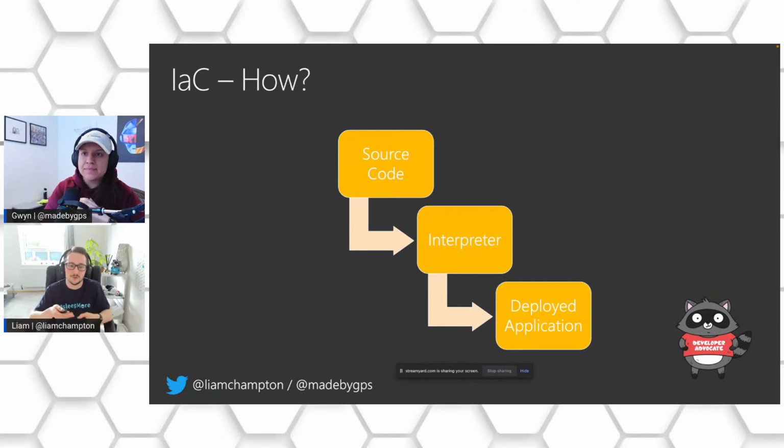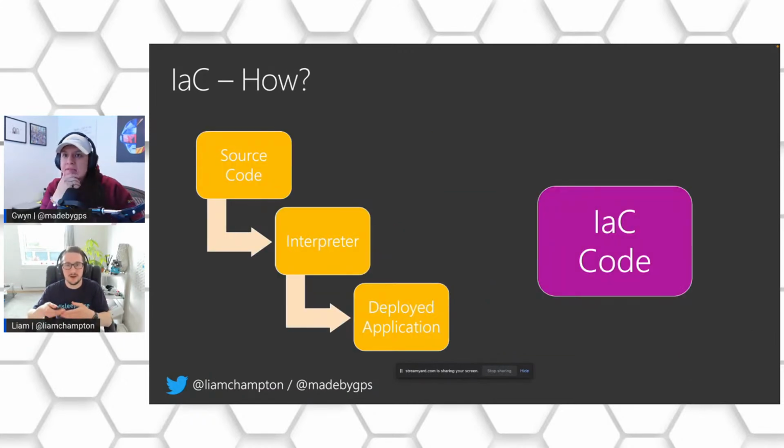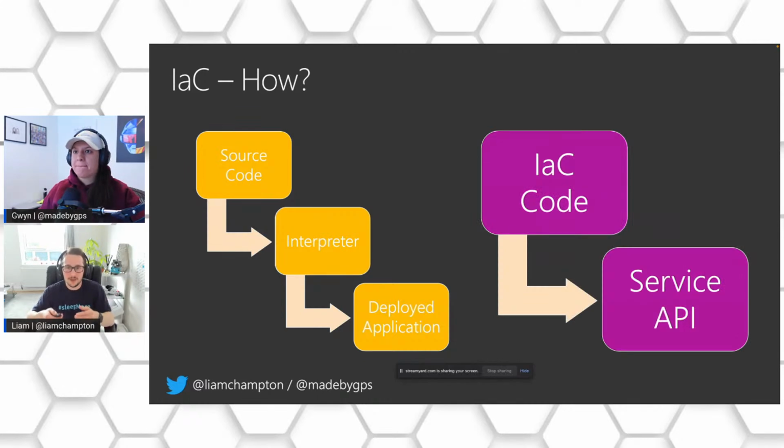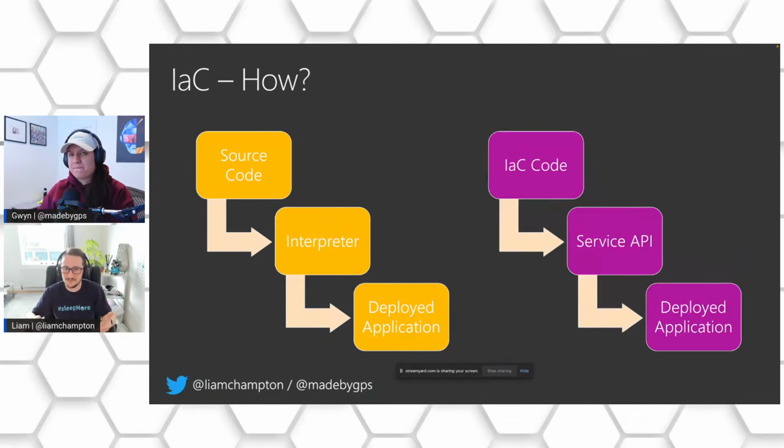Now, if we look at infrastructure as code, we're going to be writing some IaC code. So Bicep or ARM or CloudFormation or something along those lines, right? That then calls a service API. Now, the service API is what's in the cloud and essentially allows us to deploy applications. So infrastructure as code hits the service API and is then deploying your application for you.